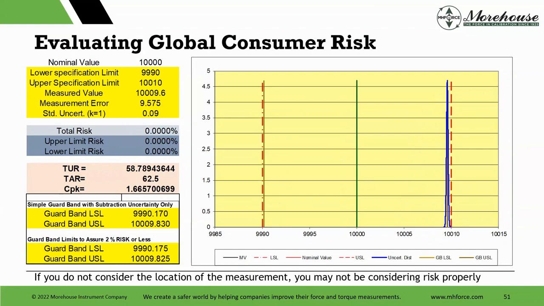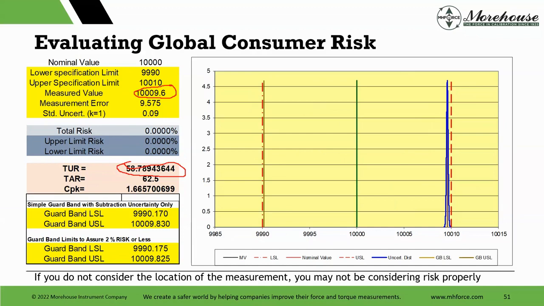Here's a scenario, right? Back to dead weights, really good instrument. TUR 58.7, TAR 62, CPK, total risk. You can look at this measured value. Look how close, since our uncertainties are so low, measured value 10,009.6, and I can still be in.